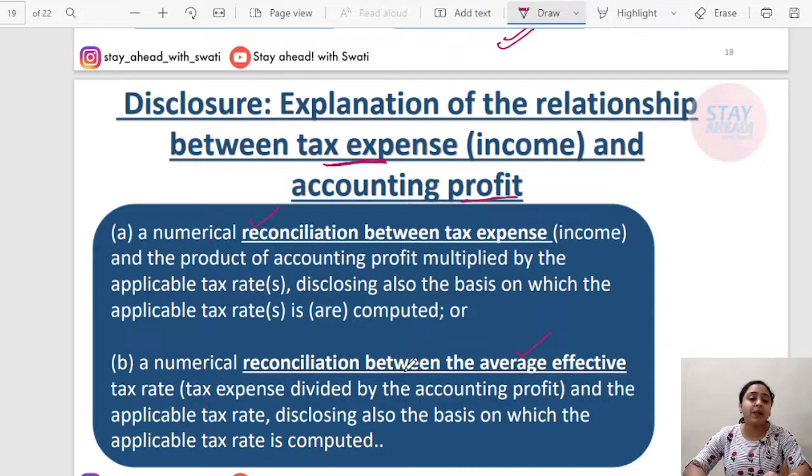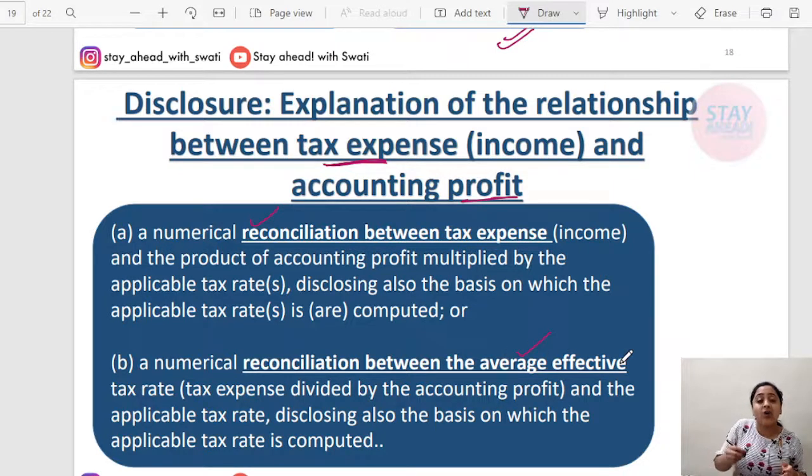For example, there is a 20% tax rate, and in addition to this you have to create a DTL or DTA of, for example, 3%. Then 20% was initially your tax rate. Now 3% has to be added because of this DTA and DTL, and therefore your effective rate becomes 23%. So you also need to show as a disclosure this reconciliation of your effective rate.